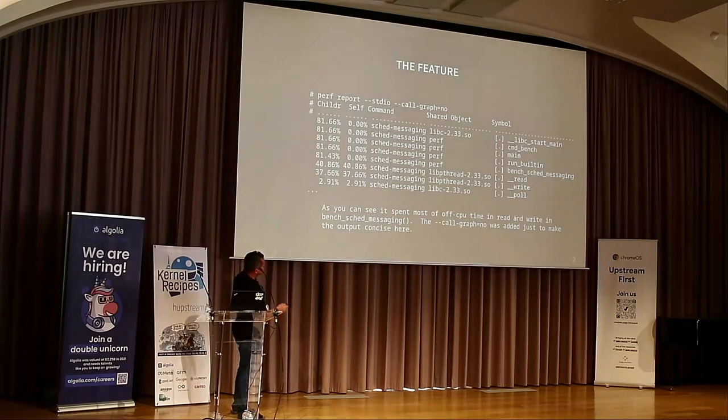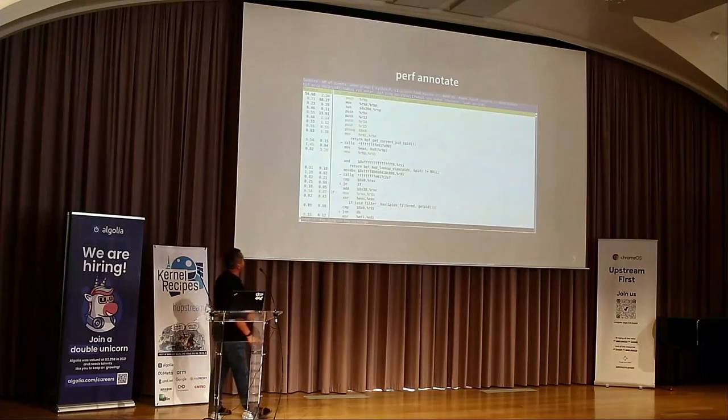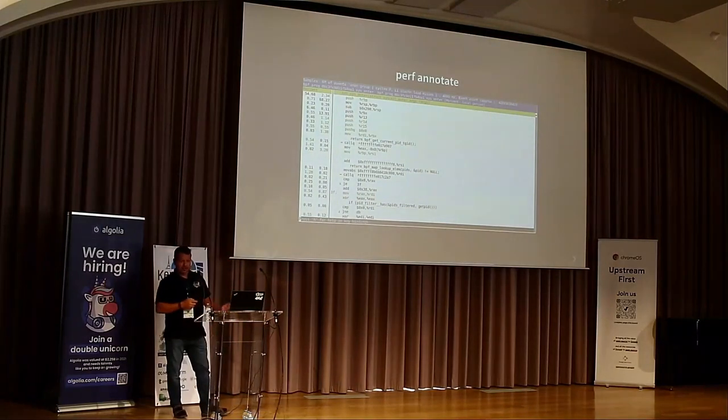This, called this, and this. He said that he removed the call graph operation from this here to make it more compact. But you could see what were the paths that lead to that poll in the application and to write as well. So this is perf annotate using the same thing.